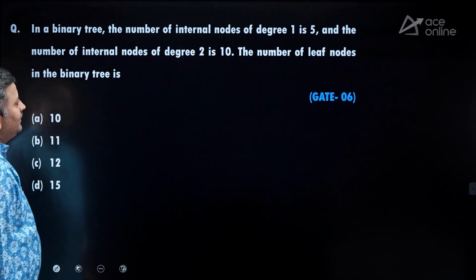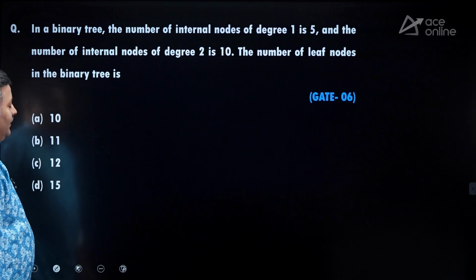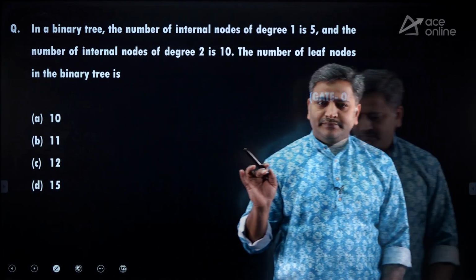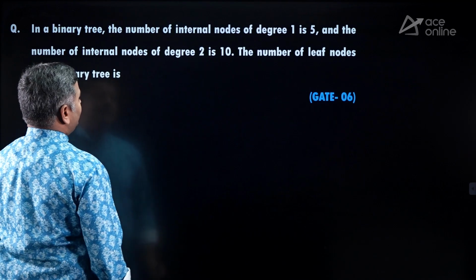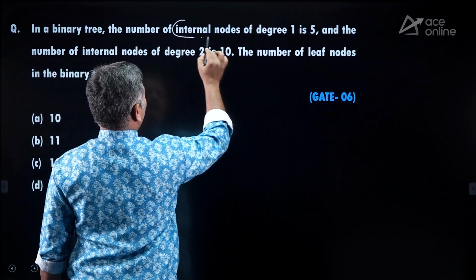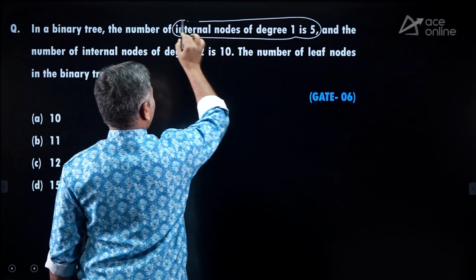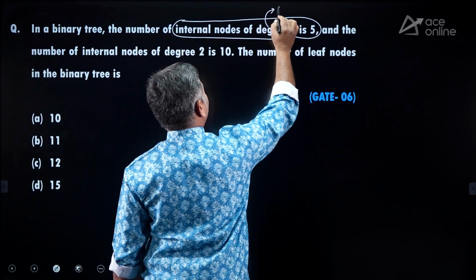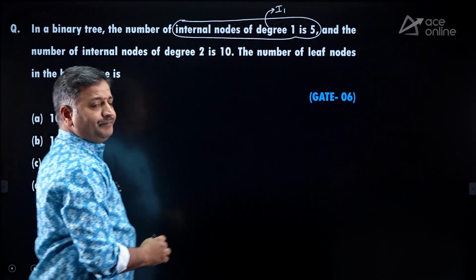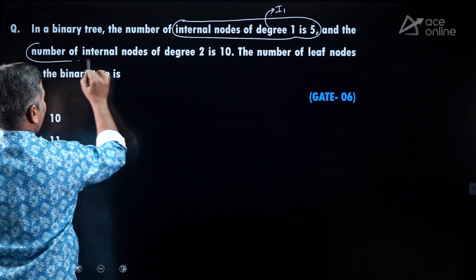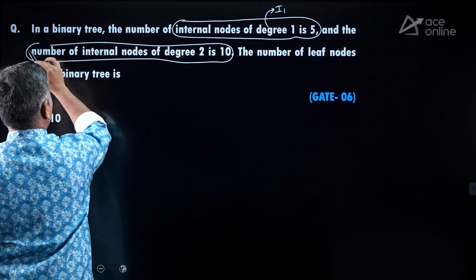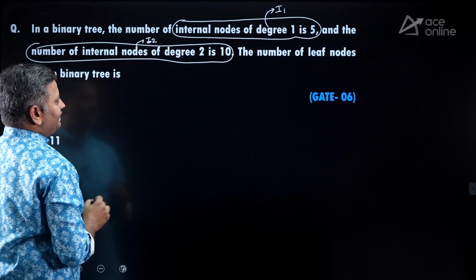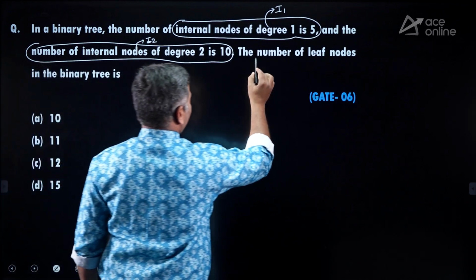Just think about this problem. In this question, again it is using the same formula which I explained earlier. Apply the same formula which I explained here. So, see, the number of internal nodes of degree 1 is 5, they mentioned. Suppose the number of internal nodes of degree 1 we define as I1. Earlier we discussed this problem, right? Okay. The number of internal nodes of degree 2 is 10. So, degree 2 means we can take it as I2.